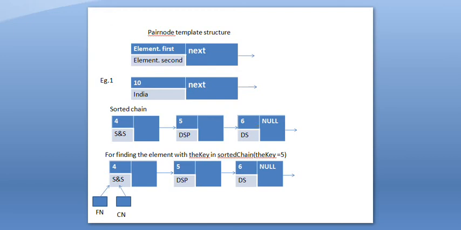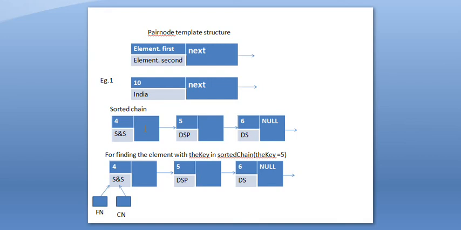Now let's look at 3 programs. One is used for finding an element in this sorted chain. Suppose this is your data, 3 nodes, and you want to find whether the key 5 exists, that is this pair 5 and the DSP information I want to return. What you can do is create one node which we call the first node. Whenever you use a sorted chain, remember the first node will always be there, and it will be connected to the first node.